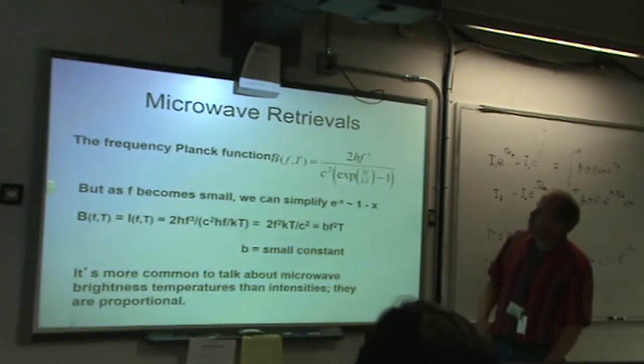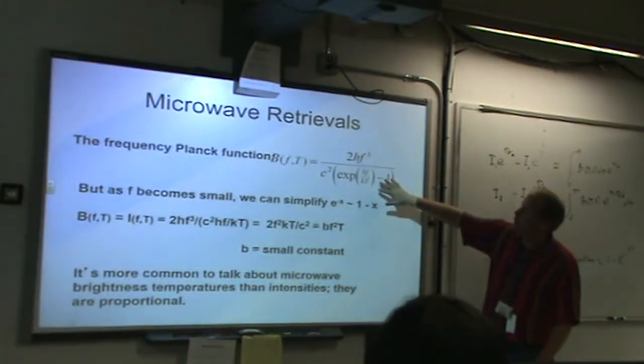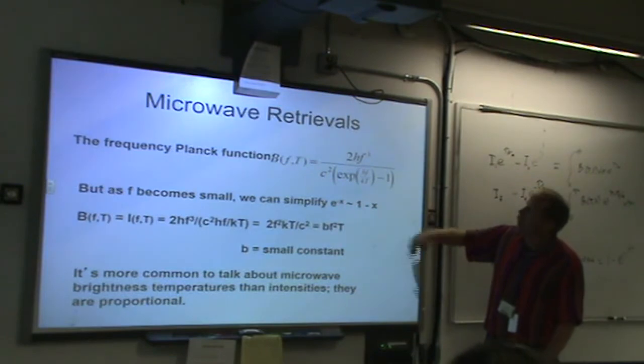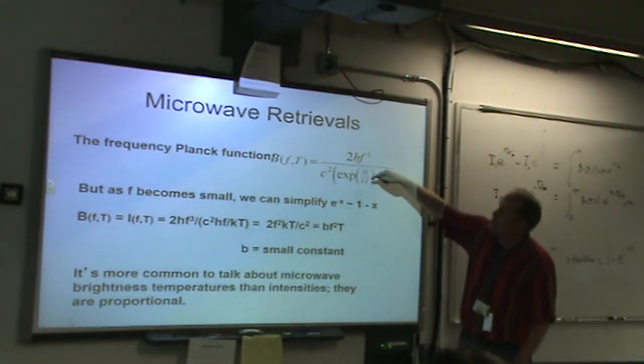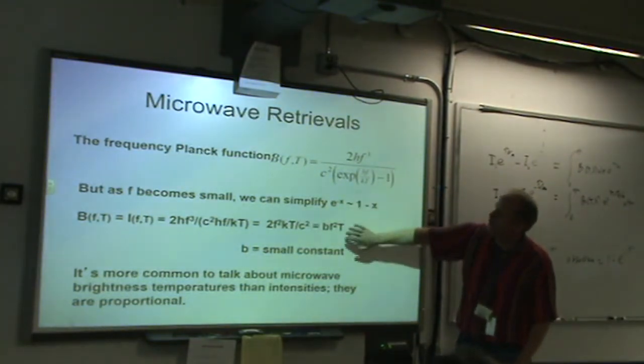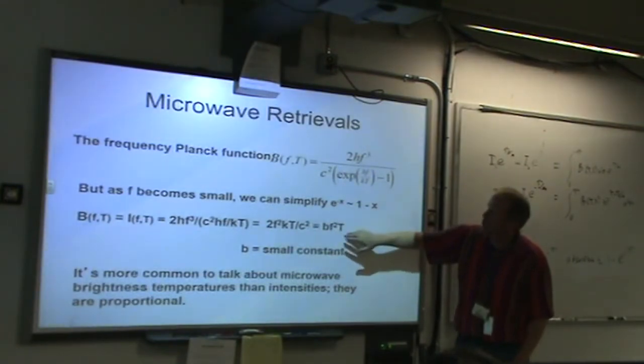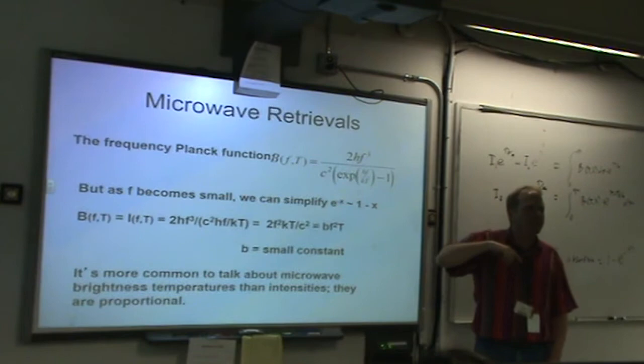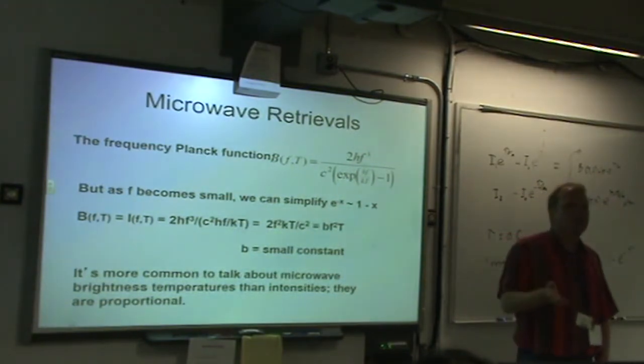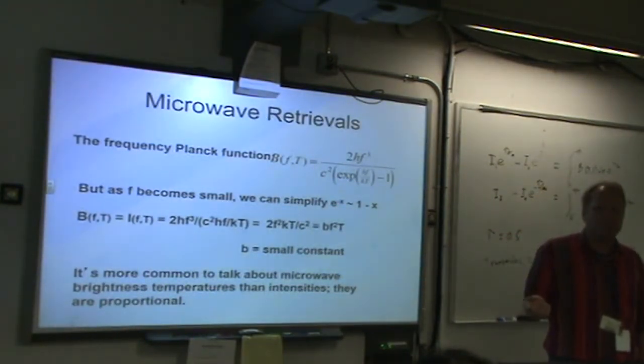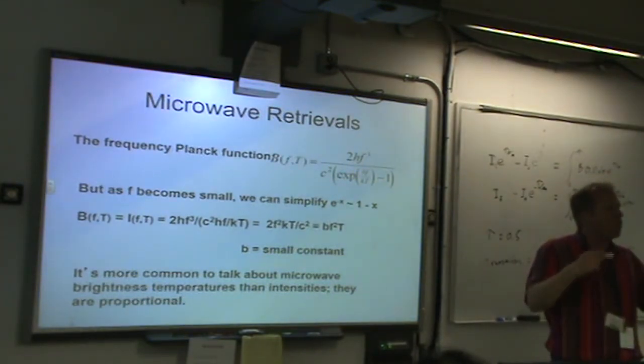And the nice thing about microwaves, if you take this Planck function, the frequency is becoming much smaller. We can simplify it, and you end up getting to the brightness temperature. The intensity is proportional to the temperature itself. So when you're working with microwaves, people often talk about brightness temperatures more than they talk about intensity, because the two of them are proportional to each other.